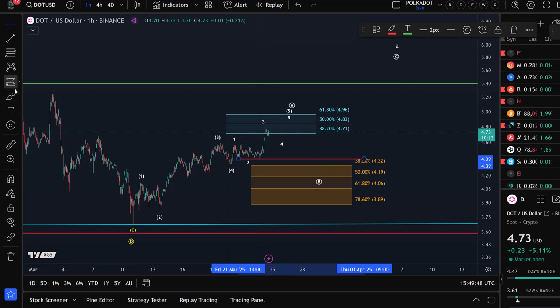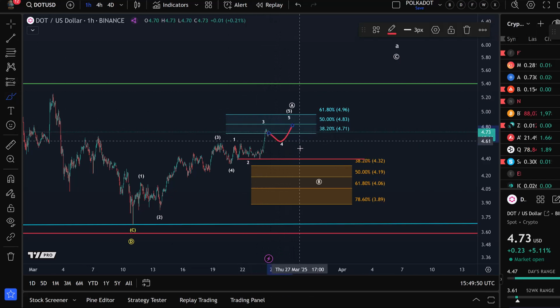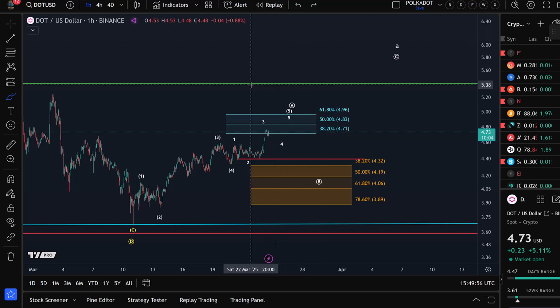So for now, it looks like it might need another 4-5 pattern. Next upside levels to watch are $4.83 and $4.96. That's the update about DOT.